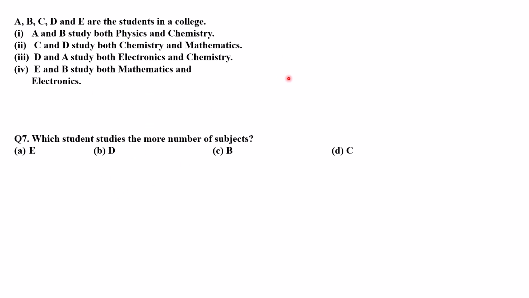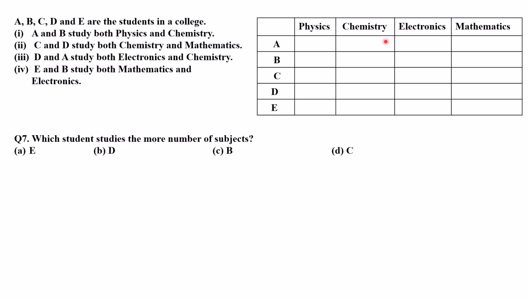So first of all, make a table of this. Okay, so make a table like this. Now start putting the values over here. A and B study both physics and chemistry. So where is A and B? Here. They both study physics and chemistry. So you have to put a tick mark.